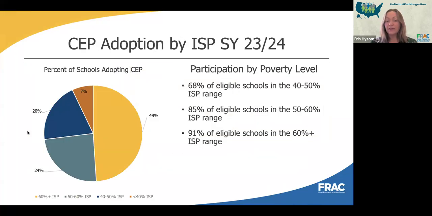So it's important to remember this. The higher the ISP, the more federal reimbursement. The lower the ISP, the less federal reimbursement. And that's why we see the highest adoption rates in schools that have the highest poverty or highest identified student percentage. Looking at CEP adoption for last school year, nearly 50% of the schools that participated in community eligibility last school year were above 60% ISP, meaning they received 100% federal free reimbursement. That also means that 50% of the schools that participated in CEP last school year were below that 60% threshold. So they received some federal free reimbursement and some percentage of their meals were reimbursed at the lower federal paid rate. Next slide, please.